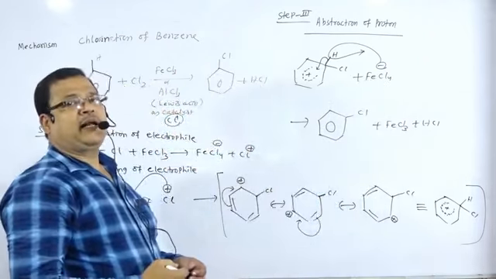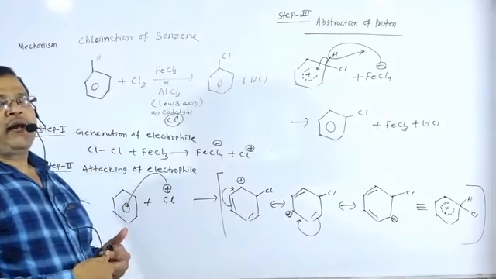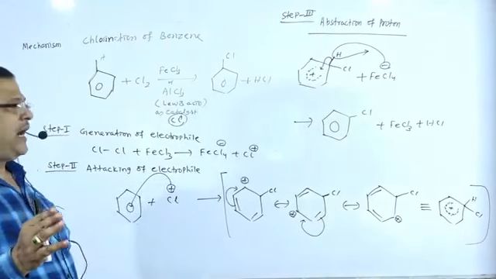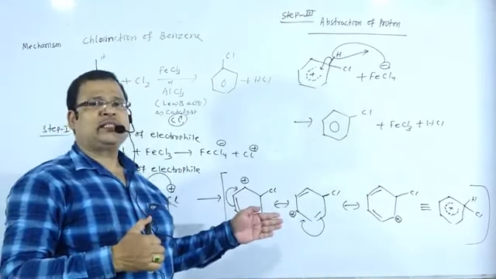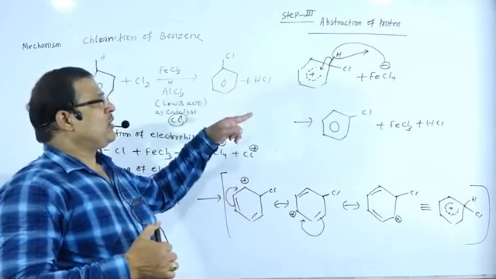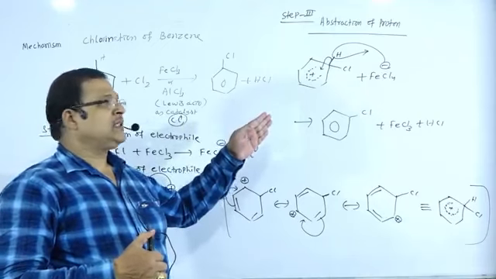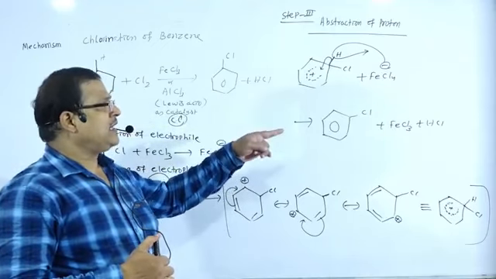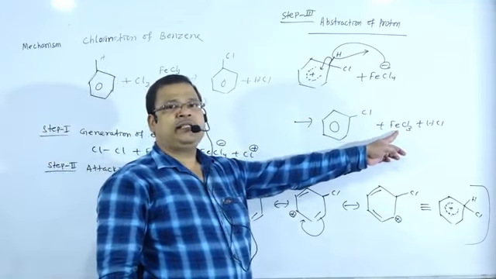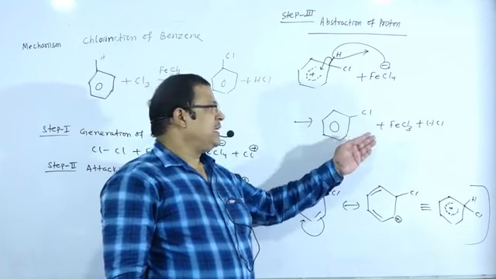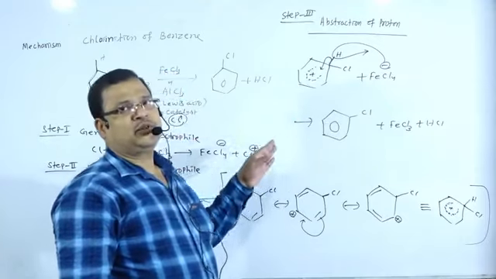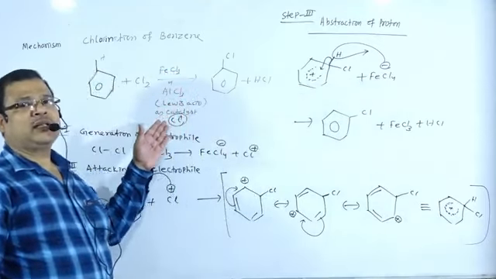So regarding the mechanism of chlorination, the first step is generation of the electrophile, the second step is attacking of the electrophile and resonance stabilization of that species. Then abstraction of the proton, that is the hydrogen atom taken out as an H plus ion, and then the formation of HCl and FeCl3. Then what is the role of FeCl3? FeCl3 acts as a Lewis acid, an electron deficient species, so that chlorobenzene is formed. So this is the mechanism of how chlorination takes place.